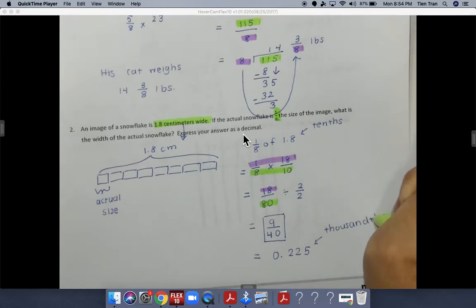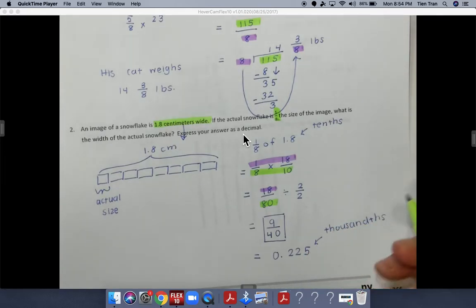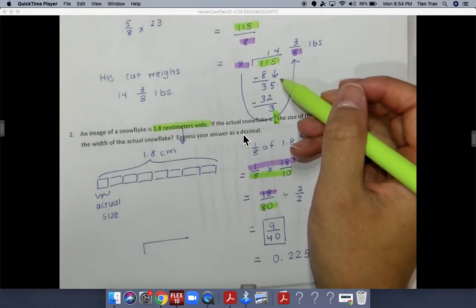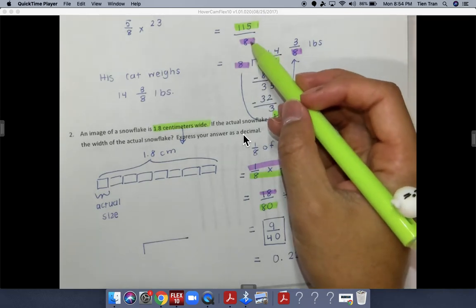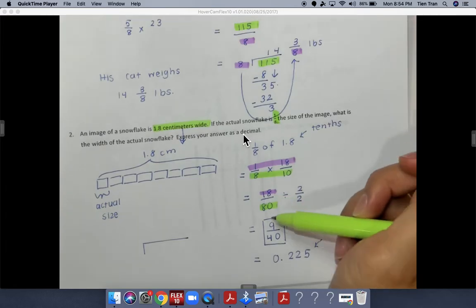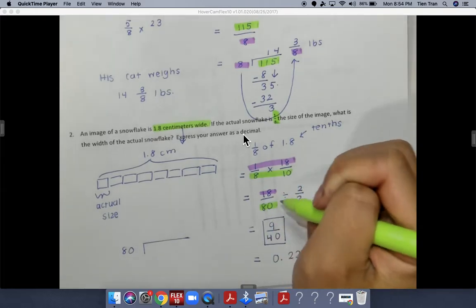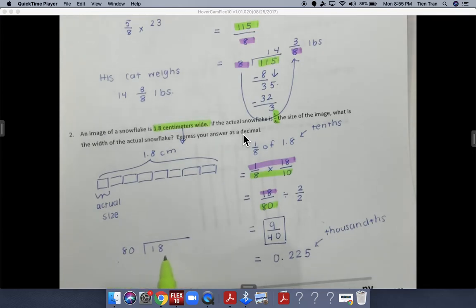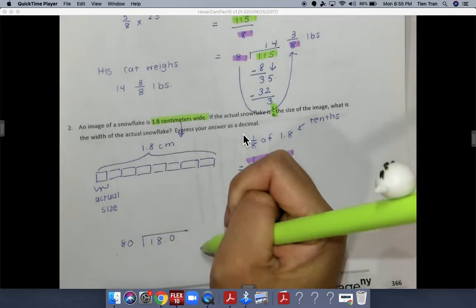Now you're wondering, Ms. Tran, how do I divide 9 divided by 40 to get 225 thousandths? So this one is a little different from the previous problem. Your divisor in this problem was 8, and that was the denominator. So same thing, the denominator is also going to be 80 over here. However, your dividend is going to be 18. So we know that 80 can't go into 18, and try to remember from Module 1, we explained how to divide decimals. So we would add a decimal and a 0 and continue to divide.